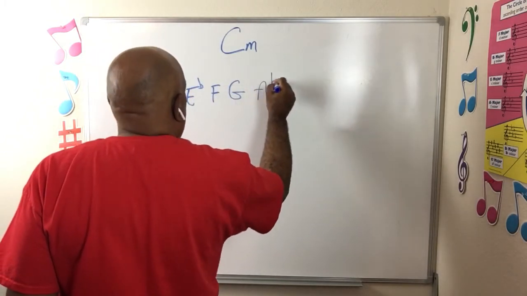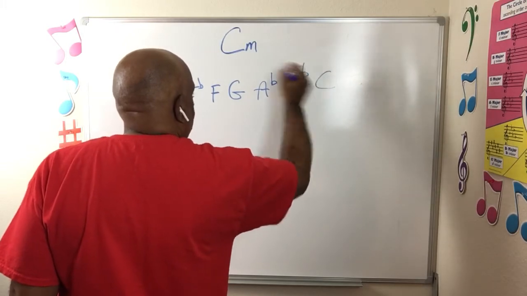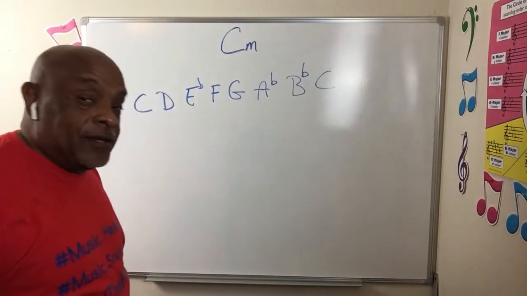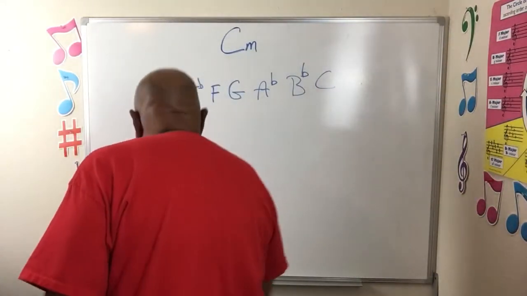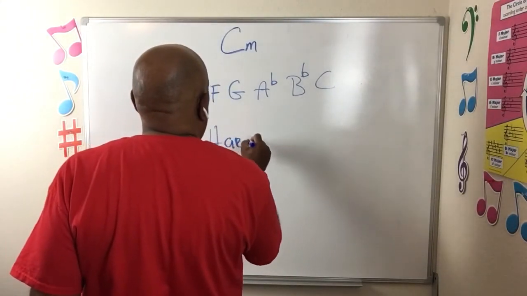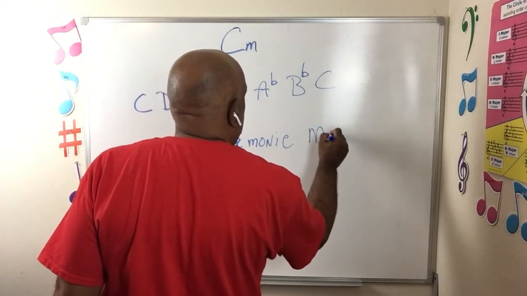Ascending in the key of C minor is going to be C, D, E flat, F, G. I'm going to show you something in a few minutes. B flat, then back to C. Now, in the harmonic minor, it's different. Something is different, all right? In the harmonic minor, something is different.